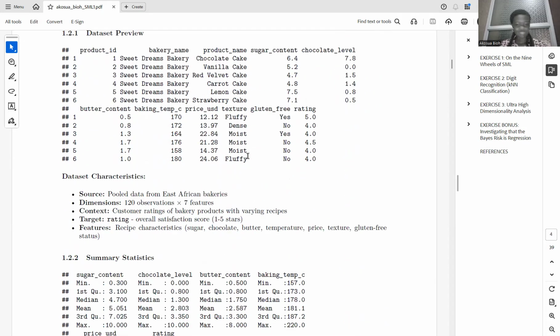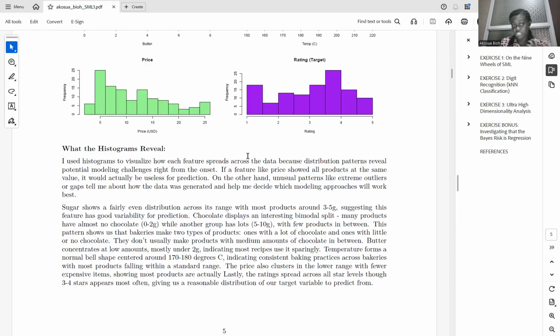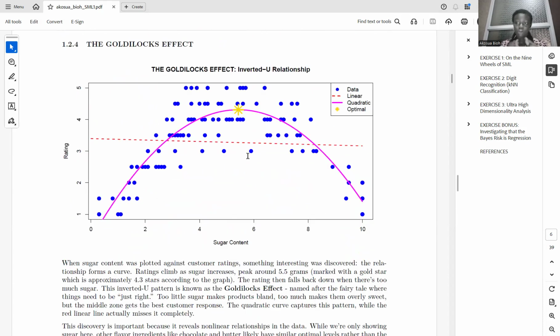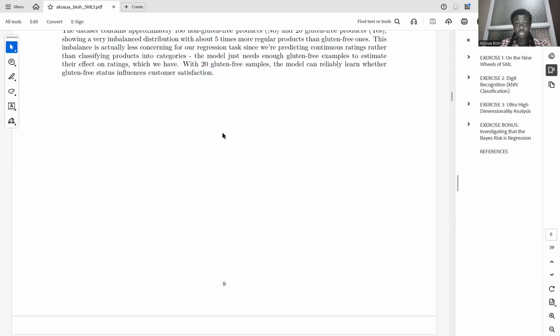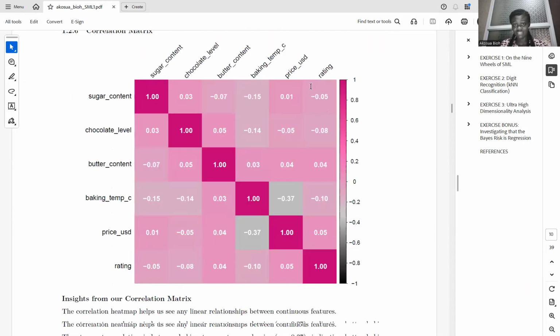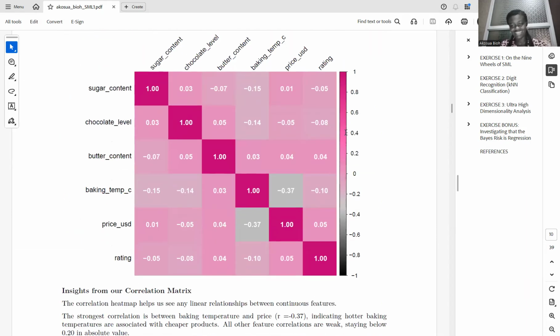Also, I did the data exploration. I realized so many interesting facts. One of them was the Goldilocks effect, which is the inverted U relationship. When I plotted the sugar versus the rating, I realized that there is a parabolic curve in there. So that means that simple linear regression just won't work here. And even if you check the correlation heat map, you realize that for rating versus all the features, the linear correlations are very weak.